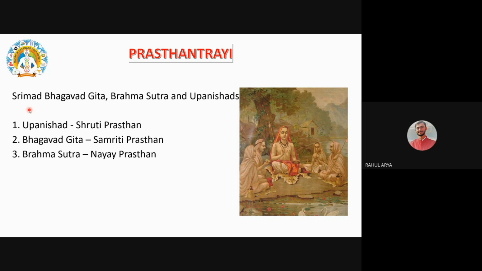One is the Srimad Bhagavad Gita. Second is the Brahma Sutra. Third is the Upanishads. There is no specific sequence. Any sequence you can remember. But these 3 texts are the important ones.